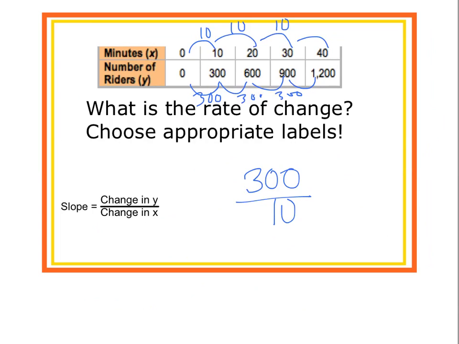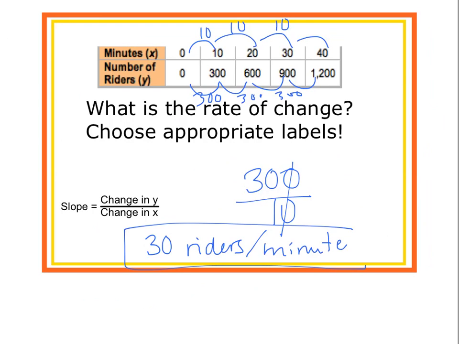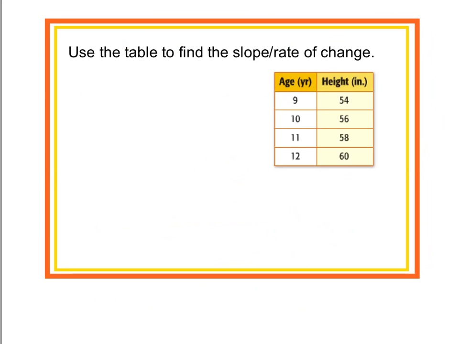Okay, so now I'm going to divide this until it's in simplest form, so I can say that's 30 per 1. What does that mean? It means 30 riders per minute, because I took this label, riders, over that label, minutes. Try this one. Pause the video.